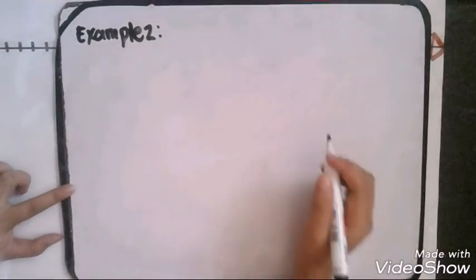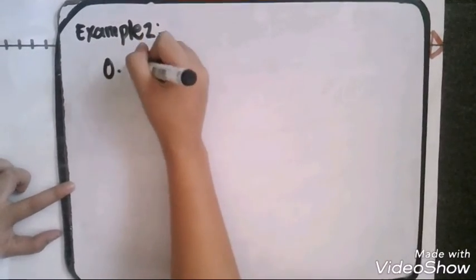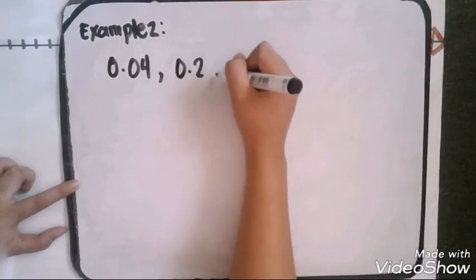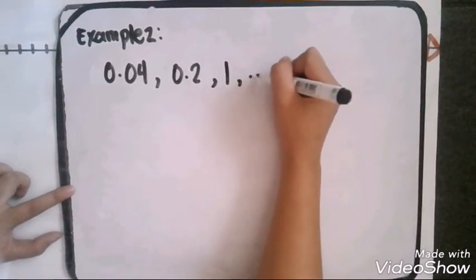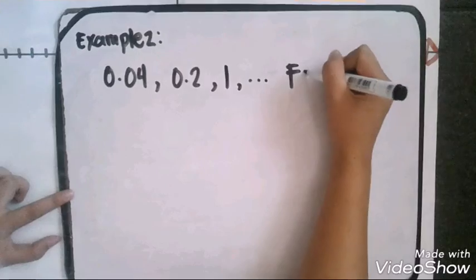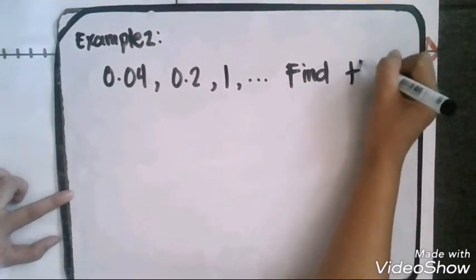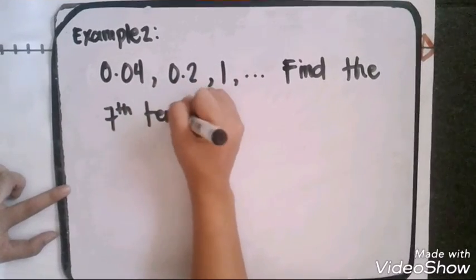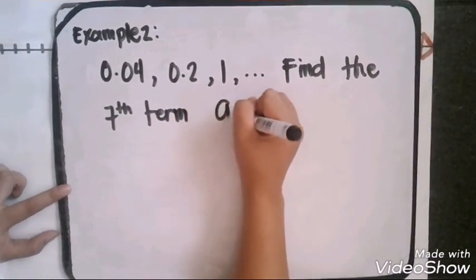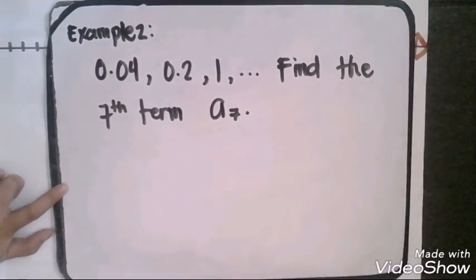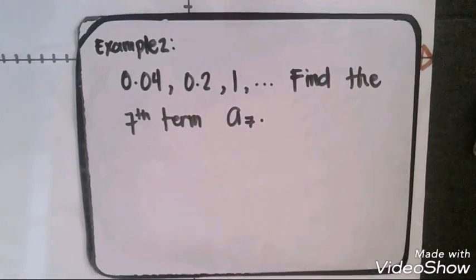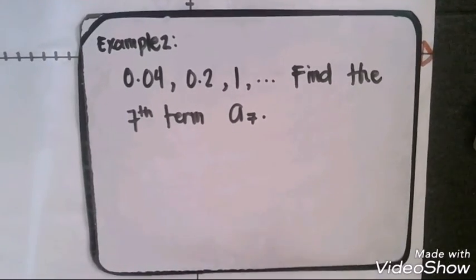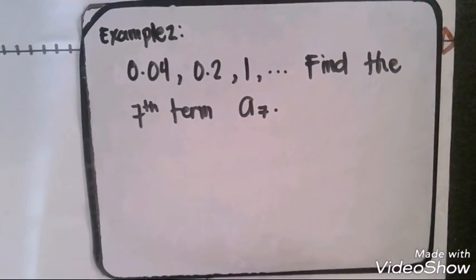Let's try example number 2. So for example number 2, we have the sequence 0.04, 0.2, 1, and so on. And let's find the 7th term, or a7.